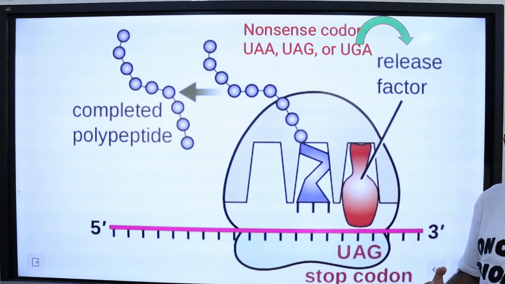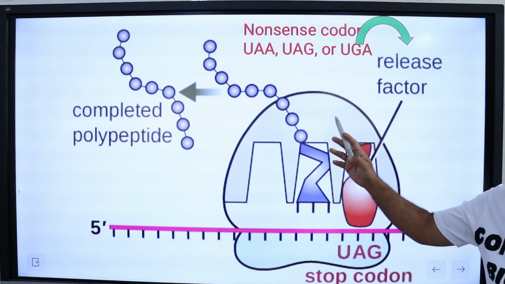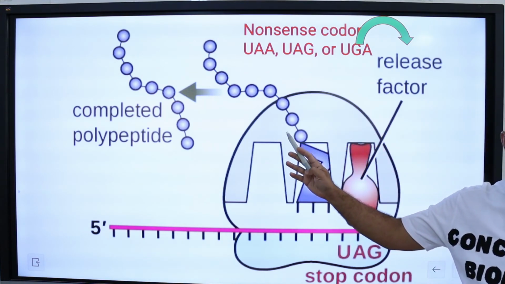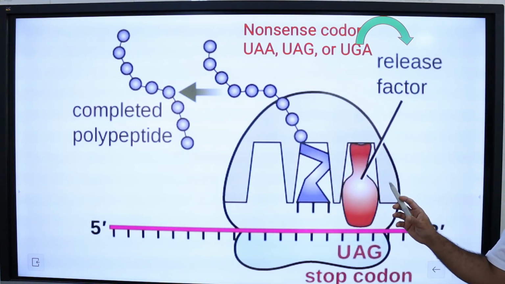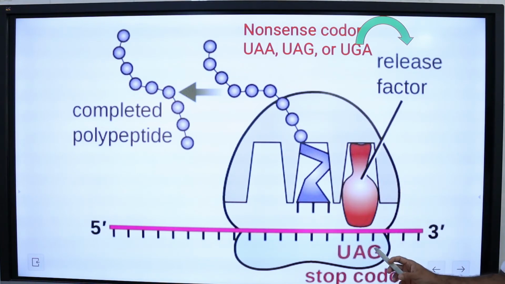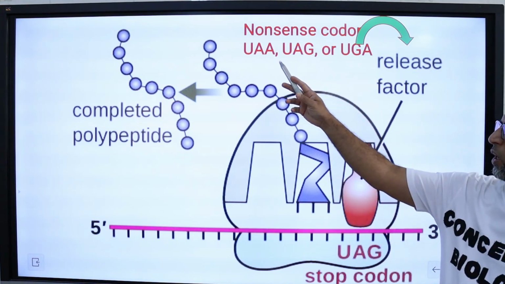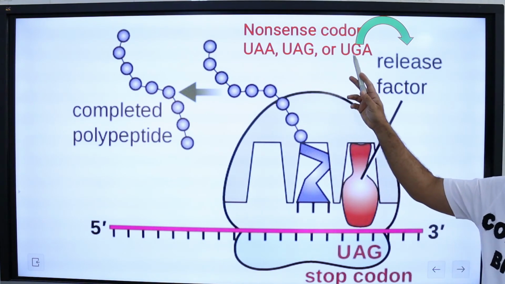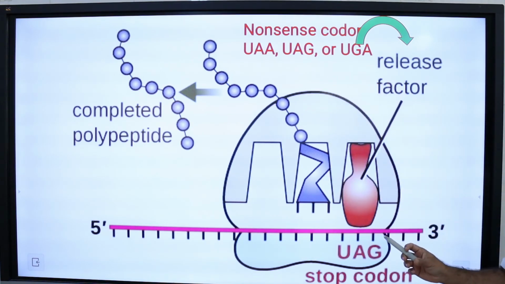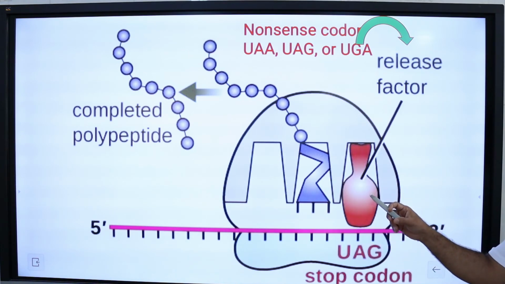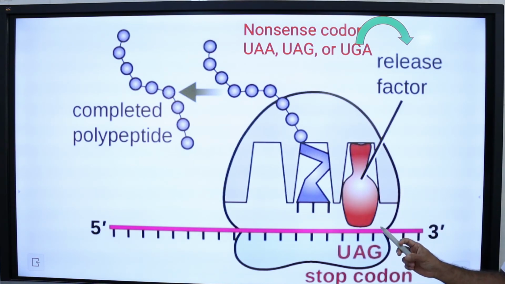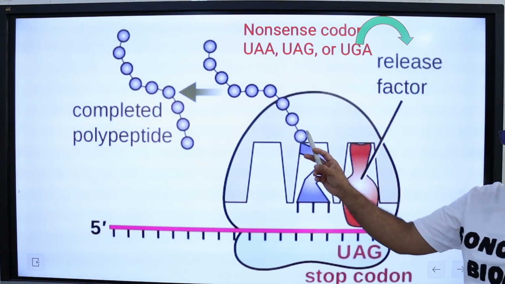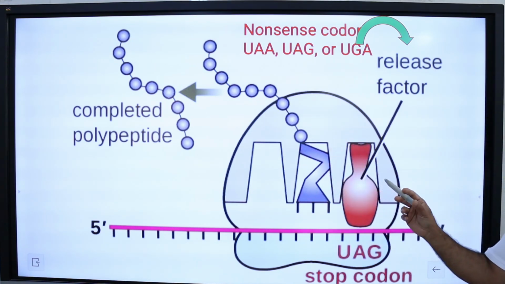Let me briefly restate the main points. Termination is the final stage of translation, and termination of translation occurs when a nonsense codon, that is UAA, UAG or UGA, is encountered in the A site. At the time of aligning in the A site, these nonsense codons are recognized by the release factors in prokaryotes and eukaryotes. So, the synthesis of the polypeptide chain is terminated by the release factor.